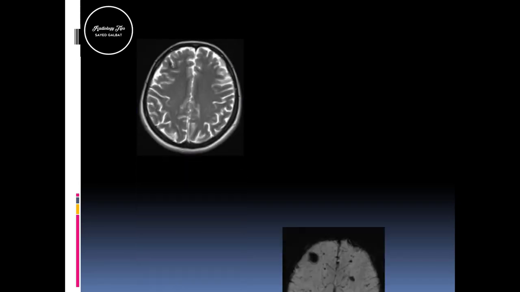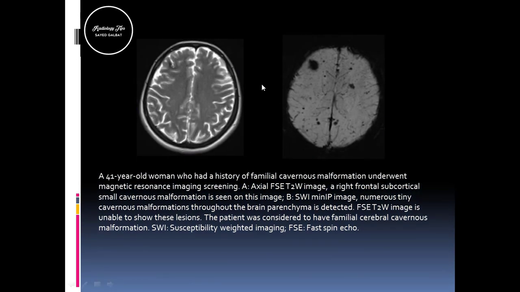So, if we look to this patient, who is a patient with a history of familial cavernous malformation, who underwent MRI just for screening, you can see just an area of susceptibility at the right frontal lobe, which indicates cavernoma. But if you look to the SWI, you can appreciate how many cavernomas this patient has. So this is the true extent of the disease, and by a single image of SWI, you can see the true extent.